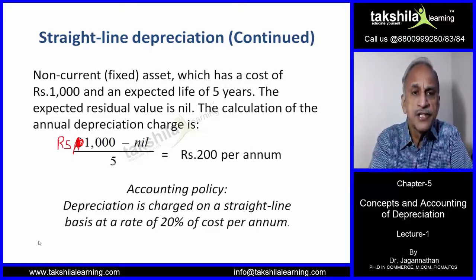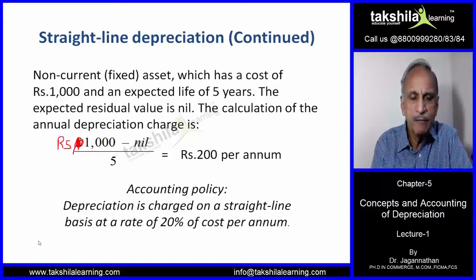Straight line depreciation: a fixed asset which has a cost of 1000 and an expected life of 5 years. The expected residual value is nil. The calculation of the annual depreciation charge will be as follows. Rupees 1000 is the cost, minus nil, no residual value, divided by the useful life of 5 years, it gives you 200 rupees per annum. So the depreciation will be 200 rupees per annum.